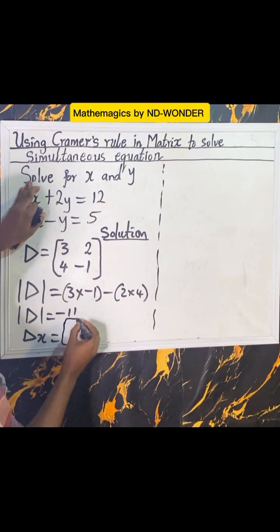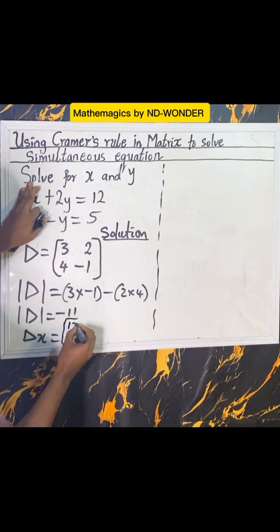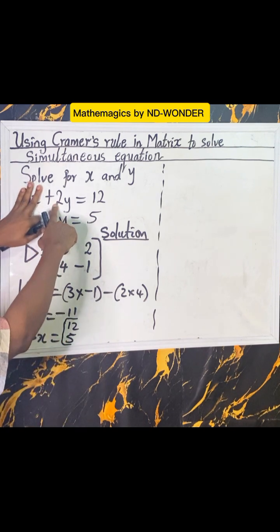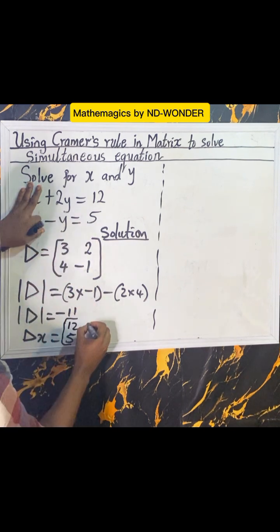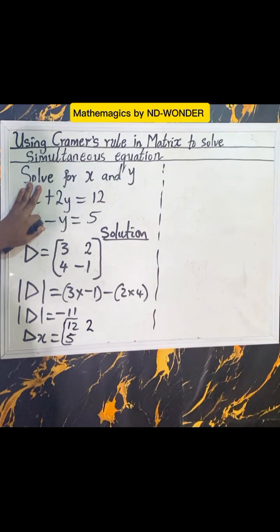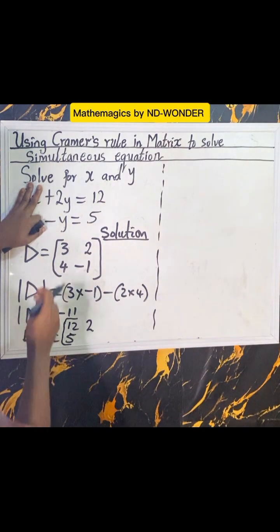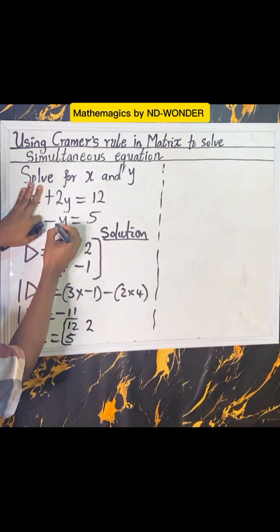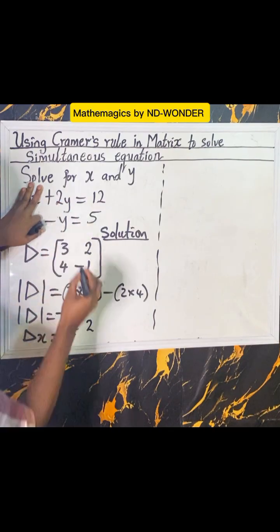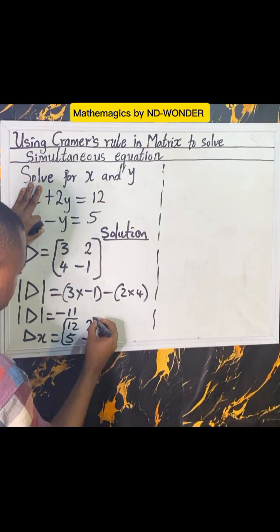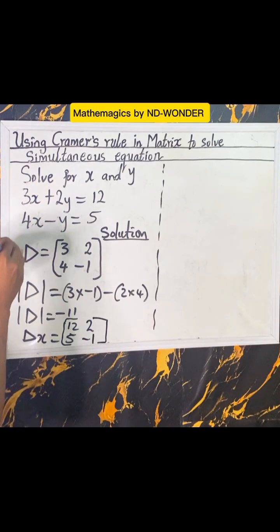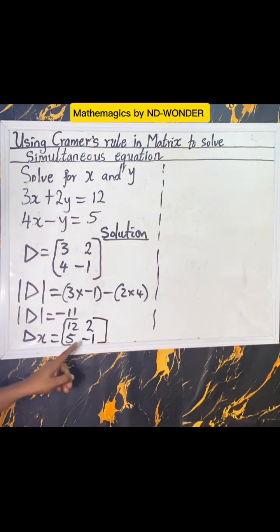So what we have at this point becomes 12, then 5. Then we continue with the one we can see, which is 2. Remember, we are writing only the coefficient, that is the number that multiplies the letter. So here is minus y, and the coefficient becomes minus 1. You have your minus 1 here. Then you close it. So this becomes the change in x.